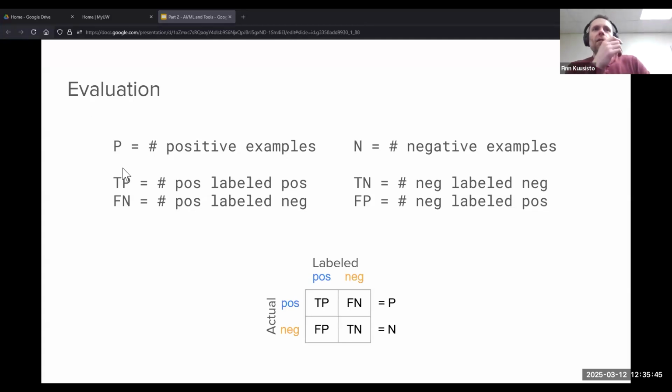So true positives are the number of positives labeled positive. False negatives are positive examples that were labeled negative, so they're falsely labeled negative. True negatives are negative examples that were labeled negative, so correctly labeled negative. And false positives are negative examples that were labeled positive. There's a little box down here to represent it: labeled versus actual, it's a confusion matrix. There are other terms for it, but that's the idea.